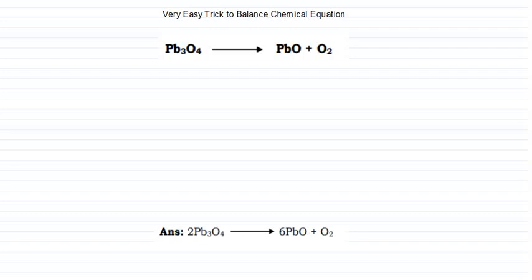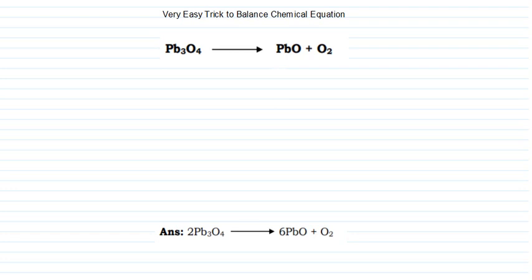Hello students, today we are going to learn balancing the equation. I'll show you one trick to balance, and you can quickly balance with an accurate result. Now if you have an equation like Pb3O4 gives you PbO plus O2.